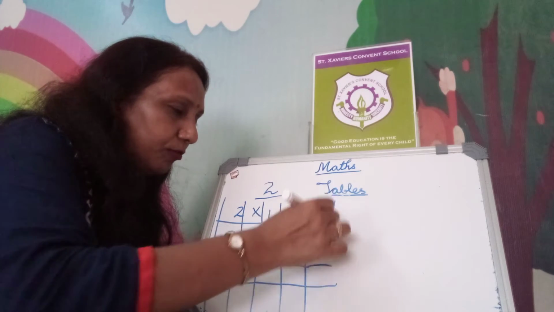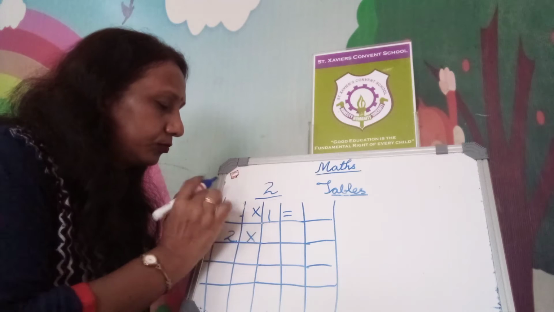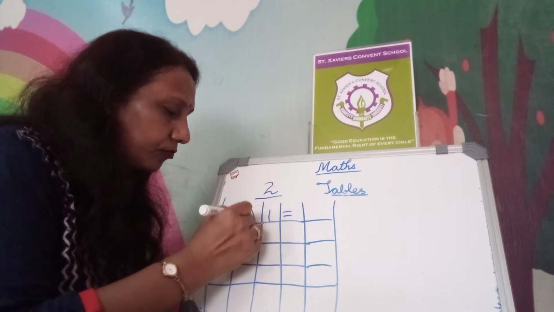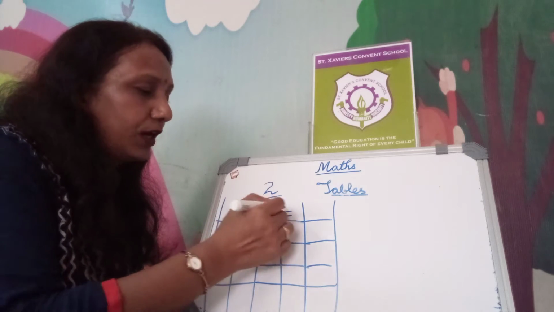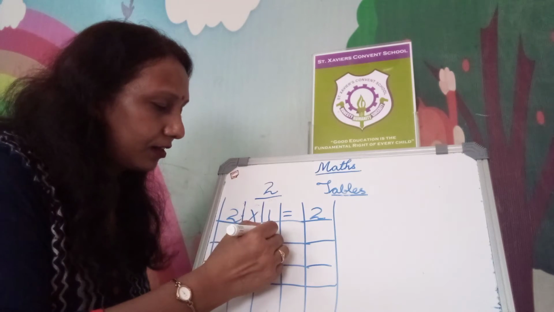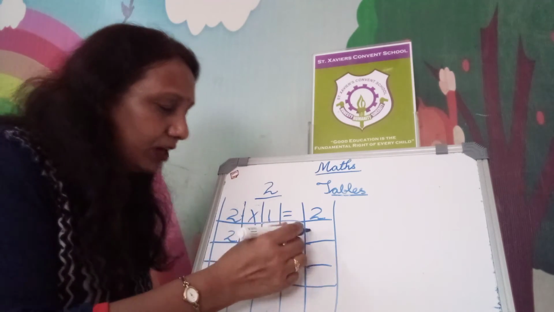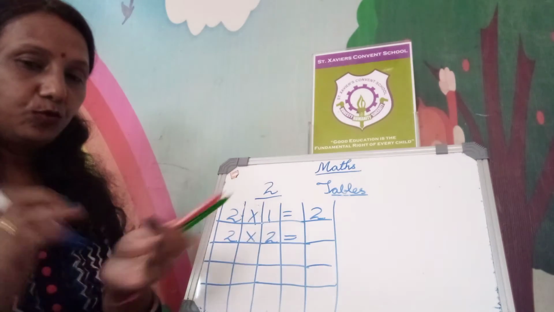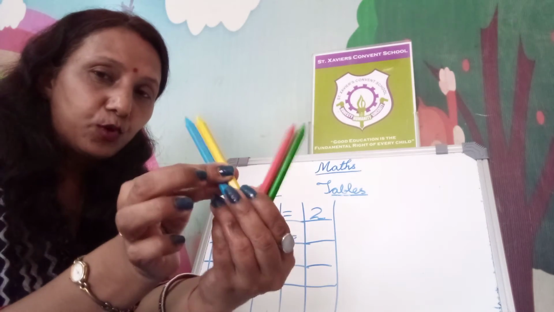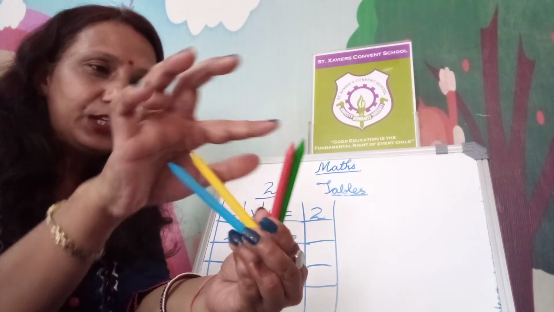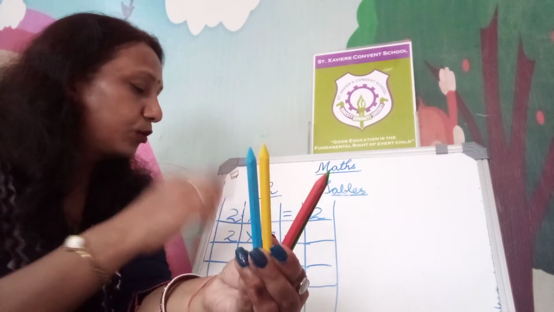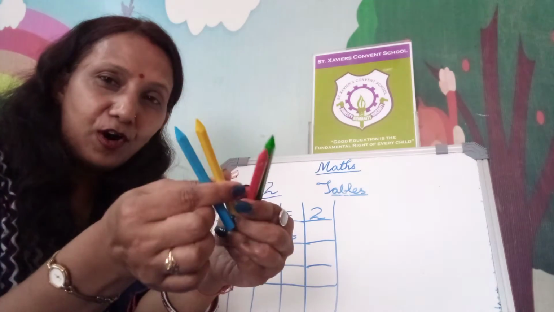Now coming to the table of 2. 2 ones are what? 2. 2 twos are... what will be the answer? I will teach you. Take 2 two times, then add: 1, 2, 3, 4. So this way you multiply 2 two times, and the answer will be 4.